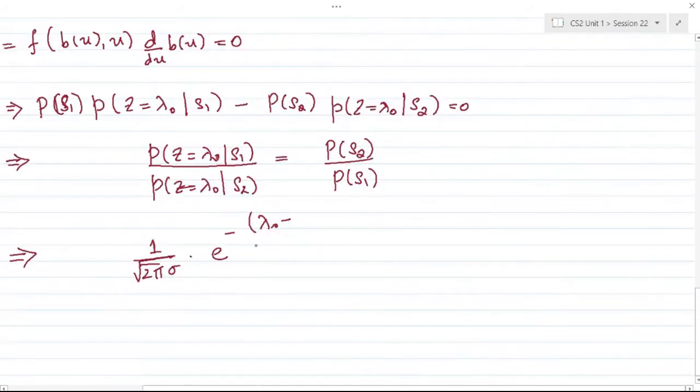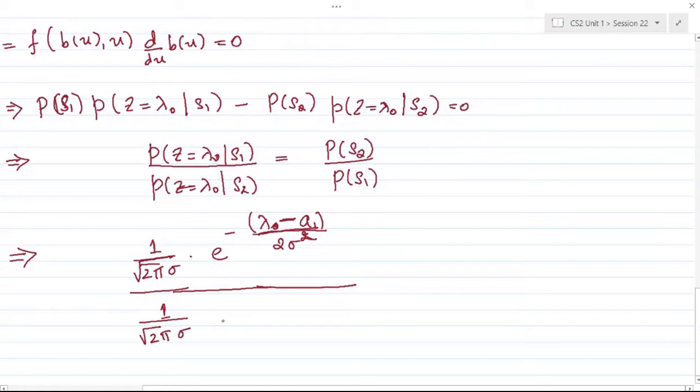minus z minus a1, where z is now equated to lambda naught, which should be replaced with the variable lambda naught minus a1, which is the mean value of this conditional probability, divided by 2 sigma square. Okay, that's your numerator. Similarly, the denominator is a similar term, 1 over root 2 pi sigma exponential of lambda naught minus a2.